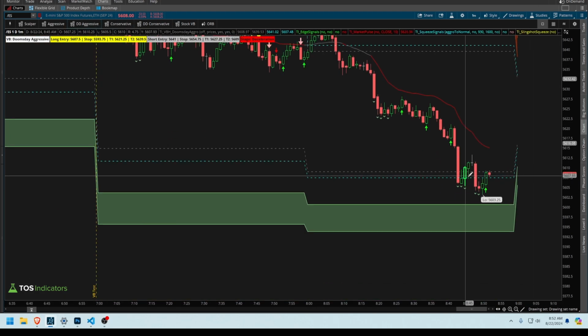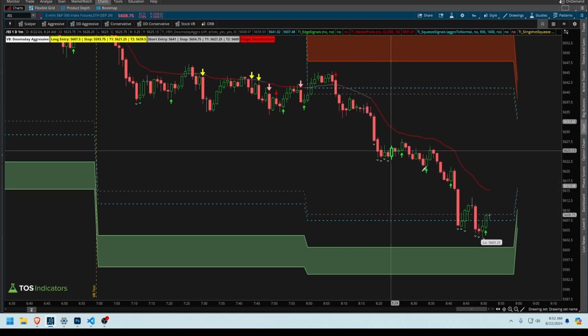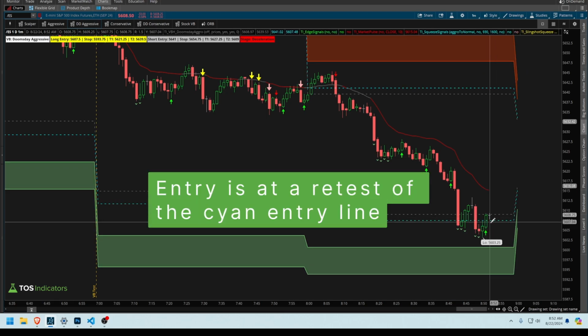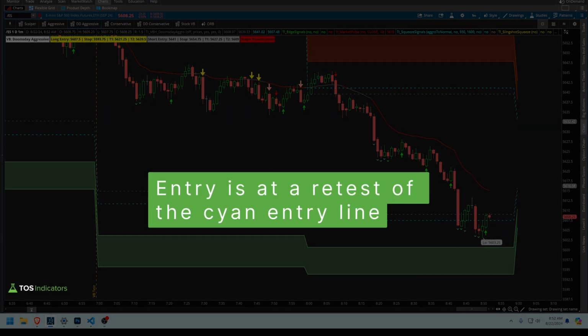Now we just got that edge signal confirmation. So let me go ahead and pause. I'm going to put in my orders and then we can come back to this video. For our entry, we're looking for a pullback back to this cyan line, a retest of it.